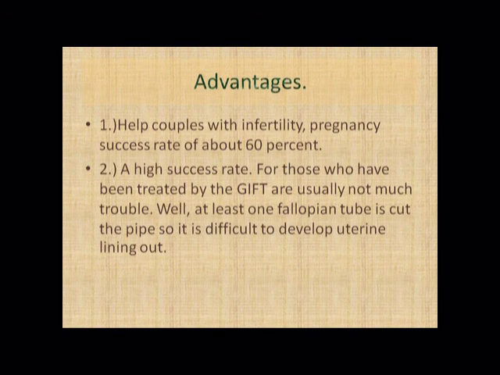Advantages: 1. Helps couples with infertility. The pregnancy success rate is about 60%. 2. A high success rate. Those who have been treated by GIFT usually do not have much trouble. Well, at least one fallopian tube must be open, since otherwise it is difficult for the uterine lining to develop.